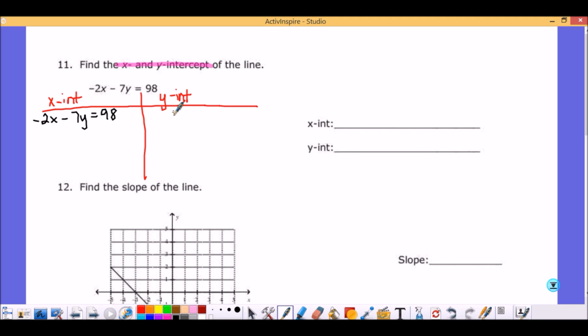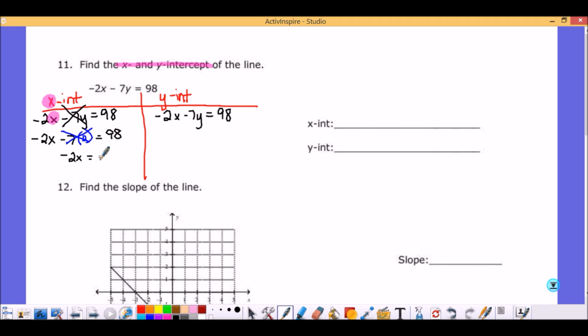And let's find the x-intercept first. So we'll do the left side first. All right, so if it says x-intercept, the only letter I want is x. So that means I don't want the letter y. So I'm going to copy the problem down, leaving the x, but I don't want the letter y, so I'm going to cross it out. Because that's the same thing as saying 7 times 0, because I don't want the letter y. So 0 times anything is 0. So it's gone. So now I have negative 2x equals 98.